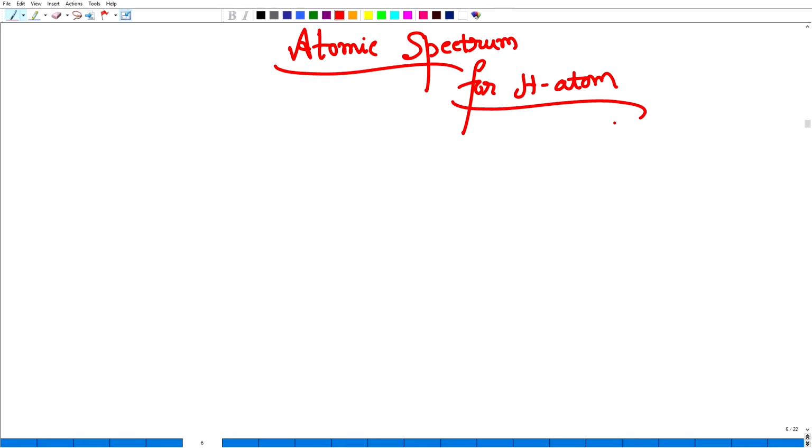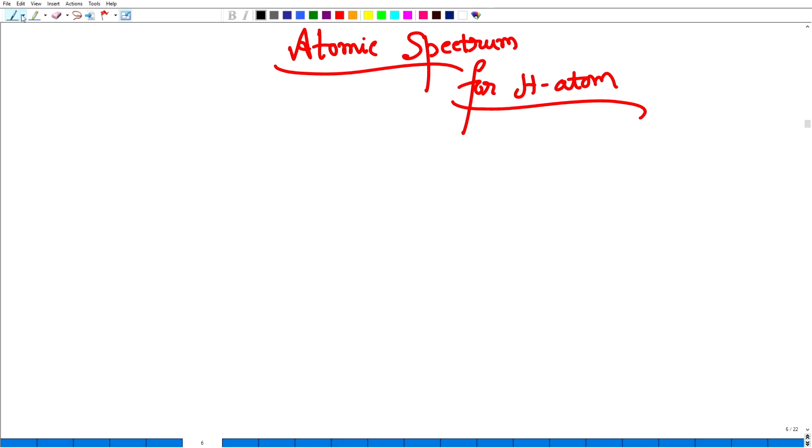Welcome back everyone. So in the last part we have completed the mathematical part. Now in this part we will start discussing the atomic spectra of the hydrogen atom. Let me start with first, what is the atomic spectra? The experimental setup is like this.